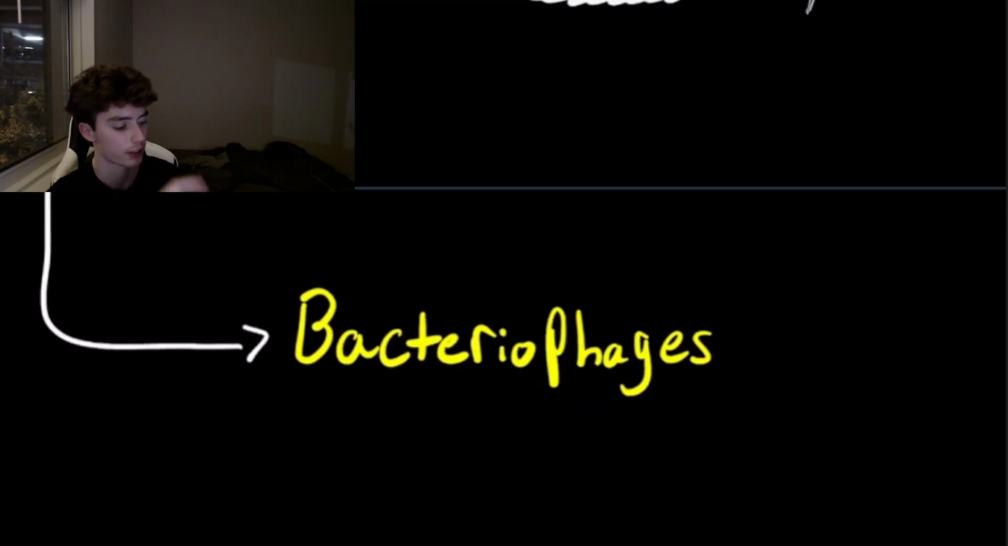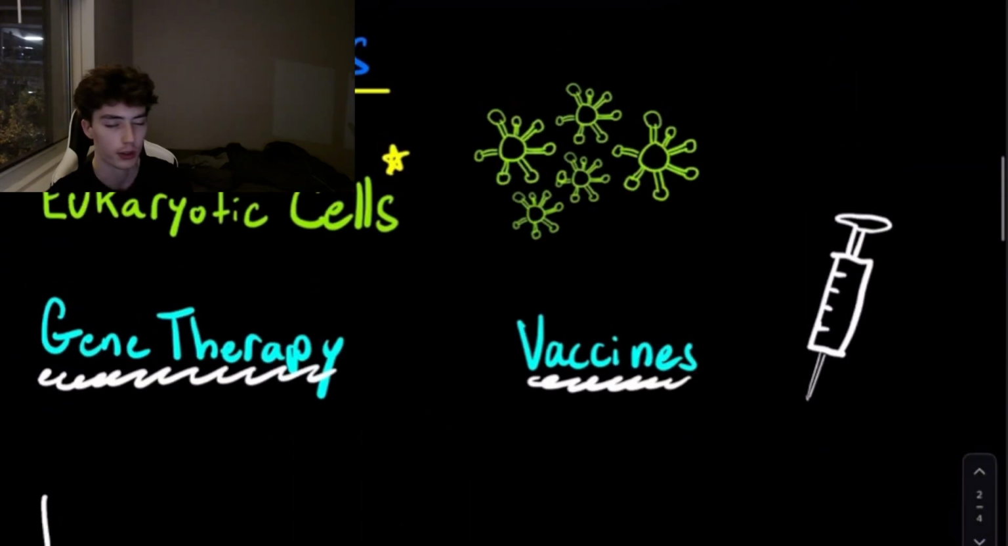So similar to viral vectors, there are bacteriophages. Bacteriophages are specific phages that will target bacteria. And so vectors can be transported through bacteriophages. It's just they're very limited to bacteria, whereas these viral vectors are good for eukaryotic cells.